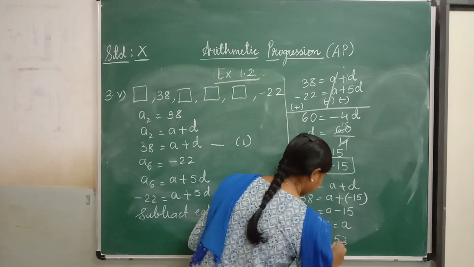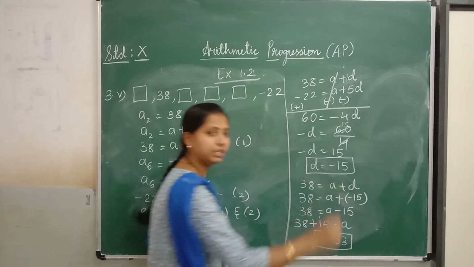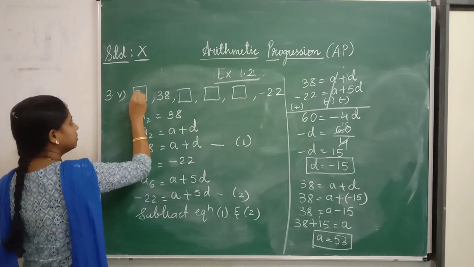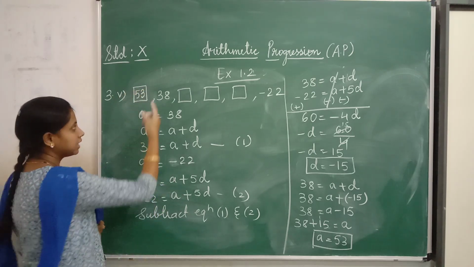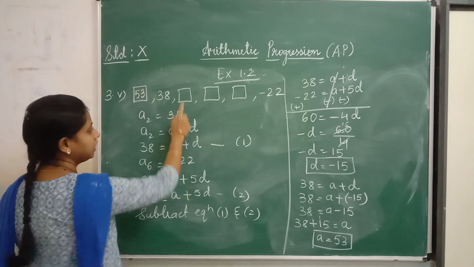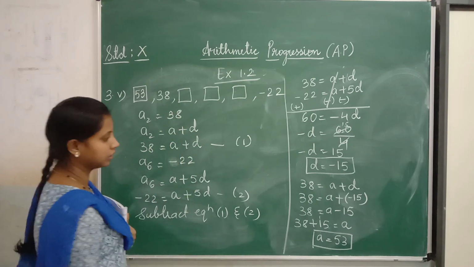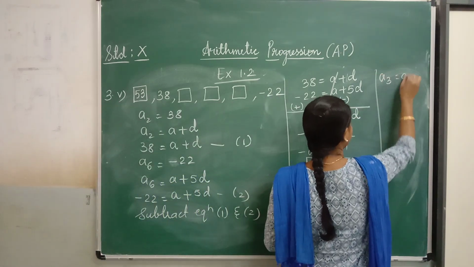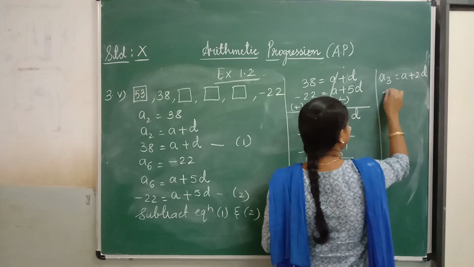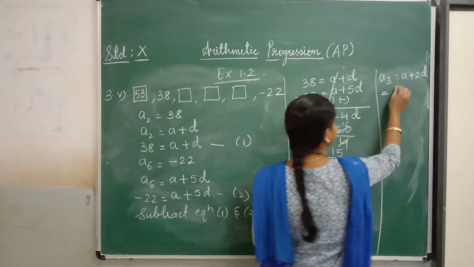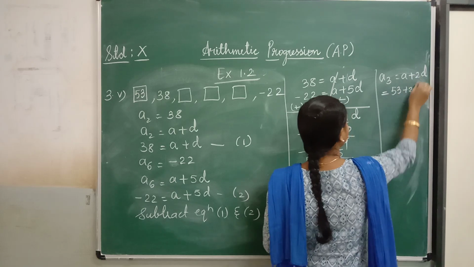So the first term is 53. Now you can fill up the box here. First term is 53. Second term is 38. Then third term. How can you find the third term? Third term can be found out by A3 is equal to A plus 2D. Yes children? What is A? A is 53 plus 2 into D.